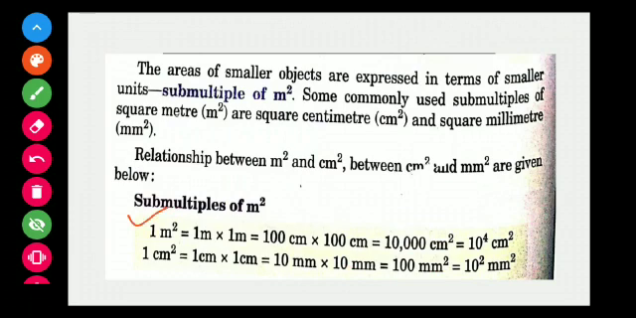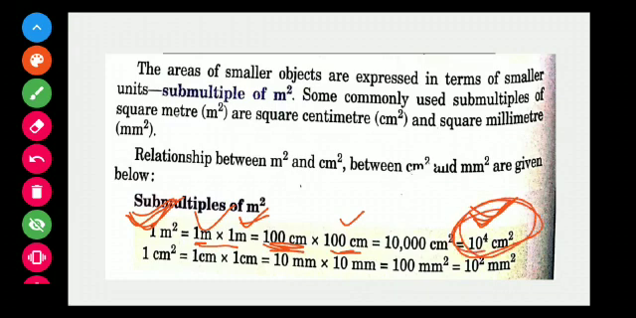1 meter square means 1 meter into 1 meter. Convert 1 meter into centimeter. 1 meter contains 100 centimeter. Therefore, 1 meter is equal to 100 centimeter, and the second 1 meter is also equal to 100 centimeter. So 1 meter into 1 meter is 100 centimeter into 100 centimeter. After multiplication, there is 10 power 4 centimeter square. Therefore, 1 meter square is equal to 10 power 4 centimeter square.